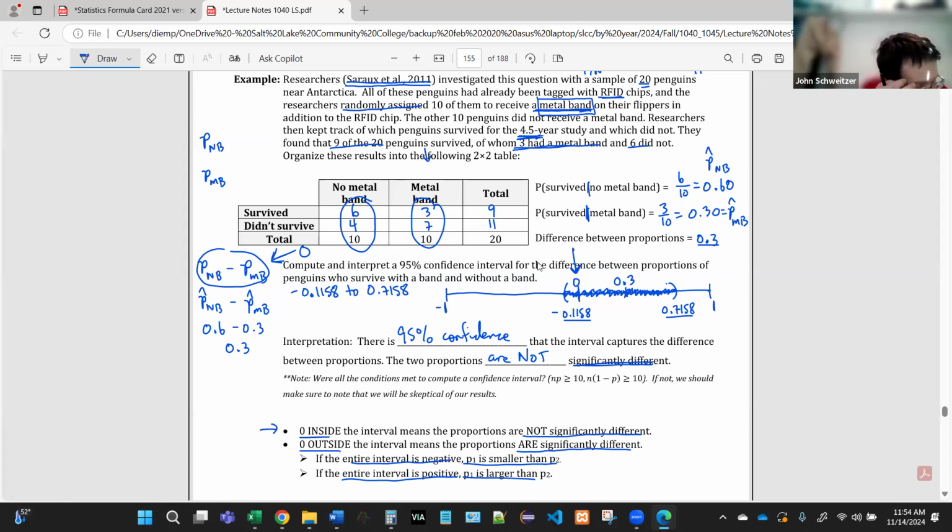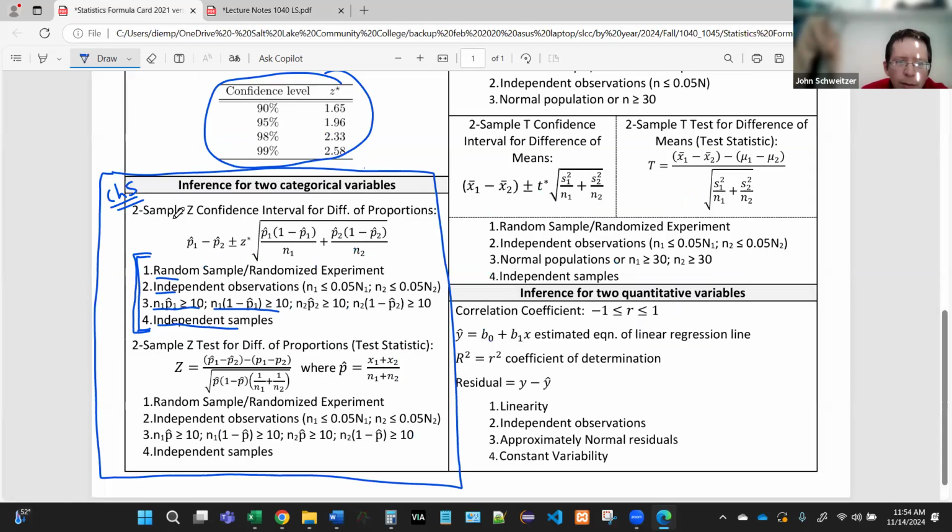Let's critique this study a little bit. Okay, so one thing I didn't do here was check the conditions before we started, and that's not a good practice. You really should check your conditions before doing the inference procedure. So let's go through these.